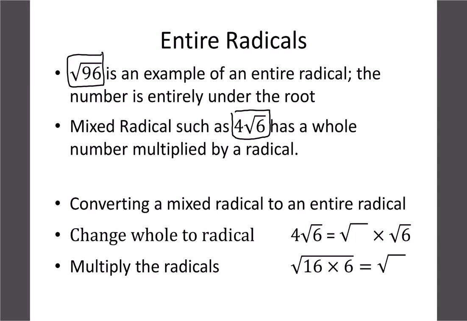So what you want to do first when you convert these things, so if we take 4 root 6, what we want to do is we want to change the 4 back into a square root number. So 4 times 4 is 16. So 4 is the same thing as square root of 16. Now we can multiply root 16 times root 6, and that'll give us root 96. So root 96 and 4 root 6 are the exact same thing, just one's in different form.